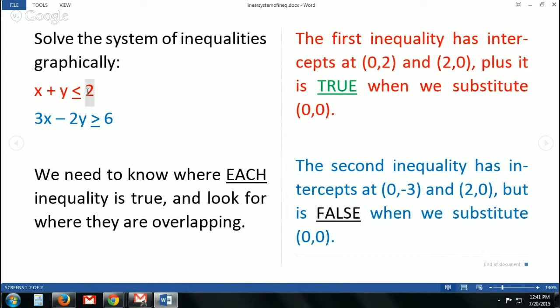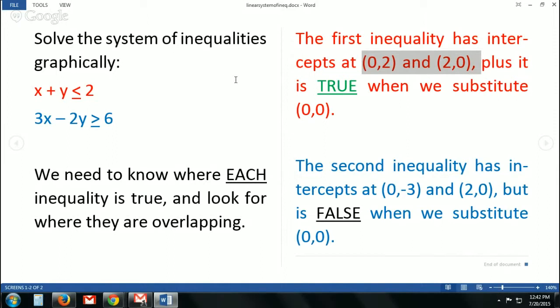Look at this first inequality. If we pretended that it said equals, then we could find our two intercepts by putting 0 in for x. That would give me y equals 2. 0 in for y gives me x equals 2. So I have as intercepts for that one 0, 2 and 2, 0.